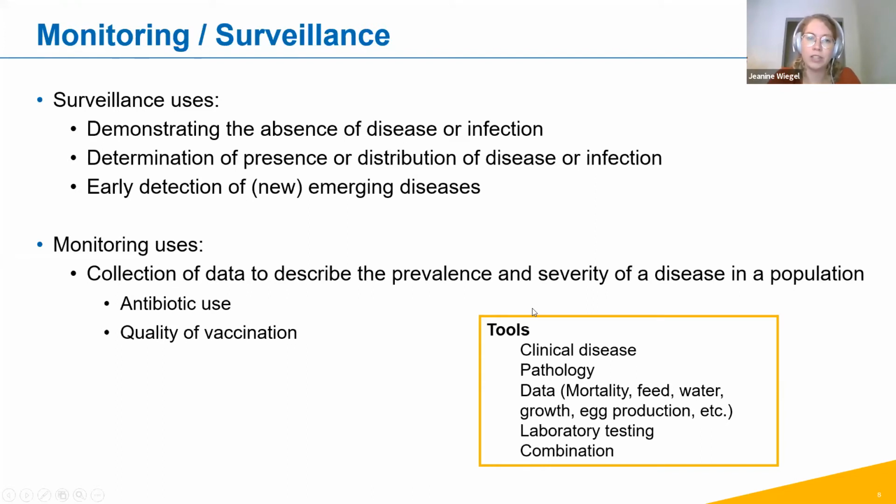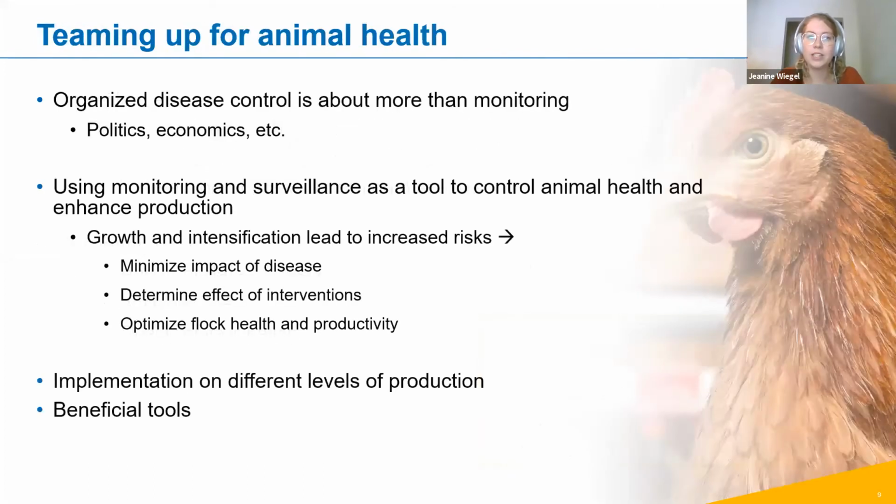Monitoring is actually the collection of data to describe prevalence and severity of a disease in a population. It can also be related to antibiotic use or, for instance, the quality of vaccination. And different tools can be used in those programs. So it's about more than just monitoring. It's also about politics and about economics. The use of monitoring and surveillance as a tool to control animal health and also enhance production, to minimize the impact of disease, determine the effect of interventions, and optimize flock health and production.